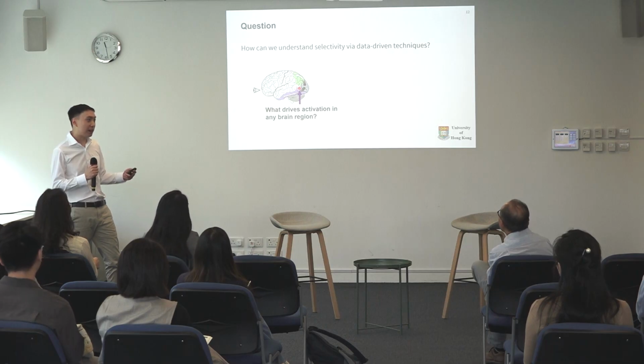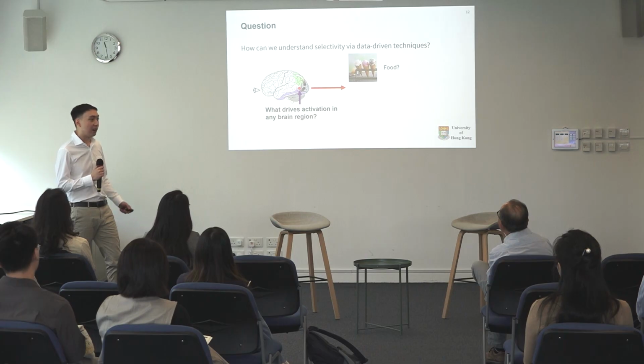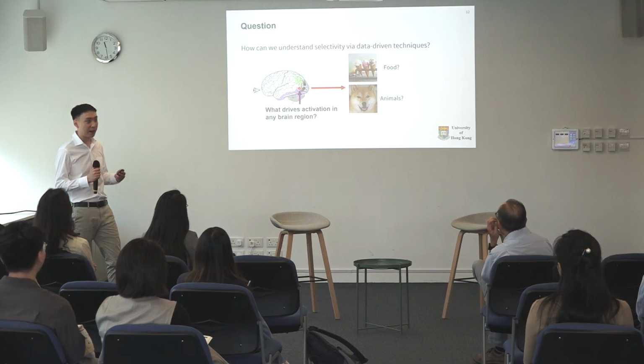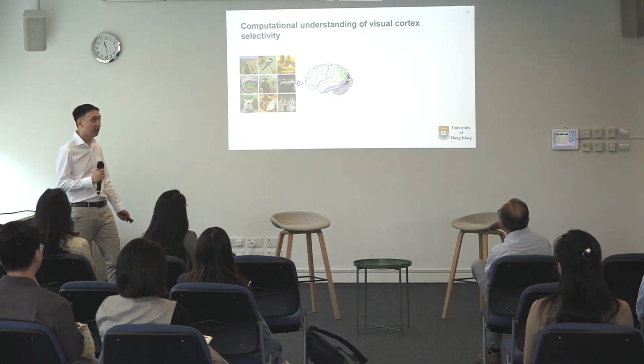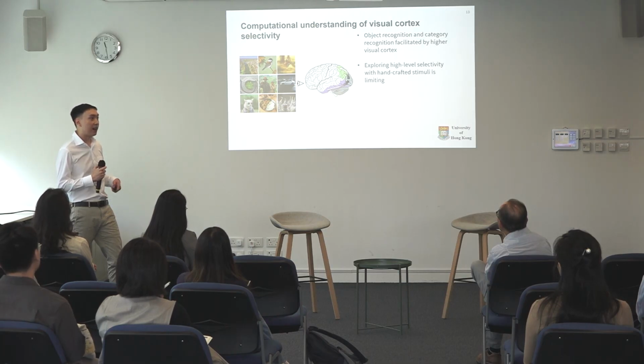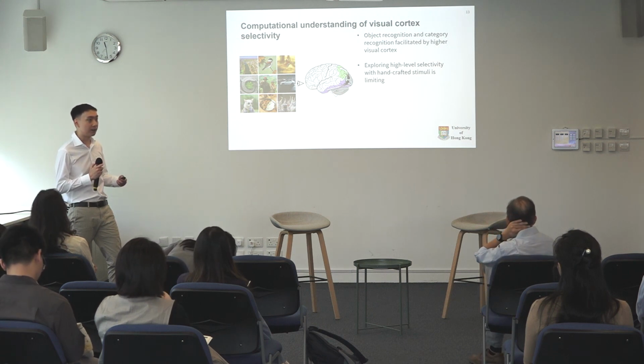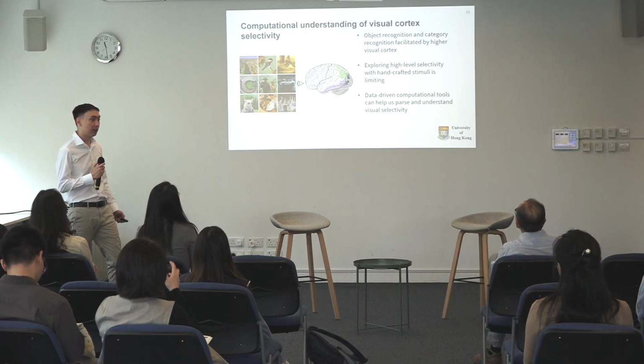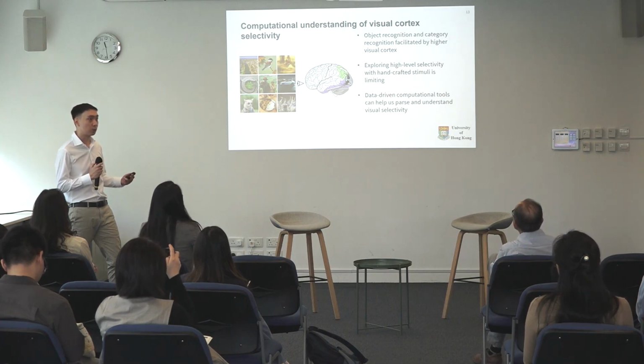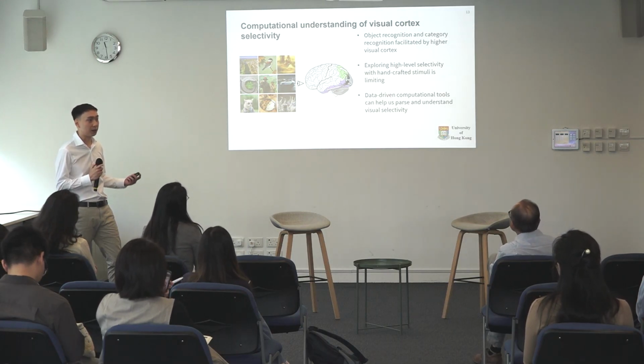So how can we understand visual selectivity via data-driven techniques? Given some region of the brain, how do we know what activates it? The world is huge. There are so many different objects. We don't really know a priori what activates a given brain region. So that's why my work is on computational understanding of visual cortex. My goal is to understand object recognition and category recognition as facilitated by higher visual cortex, by leveraging these data-driven computational tools without using handcrafted stimuli.